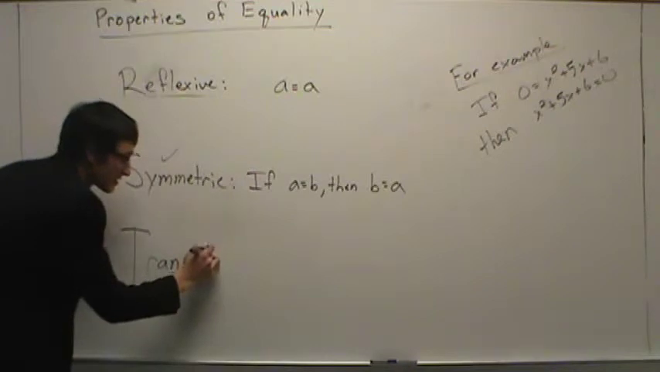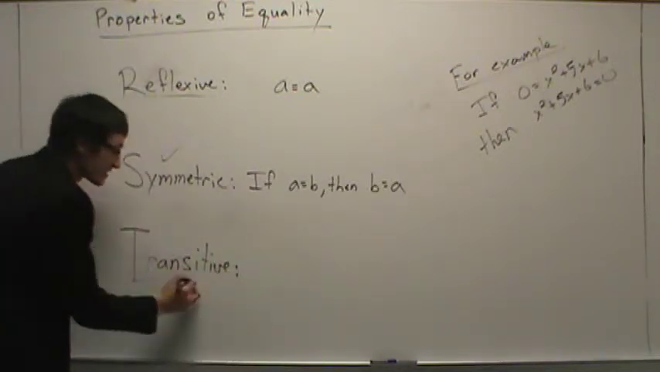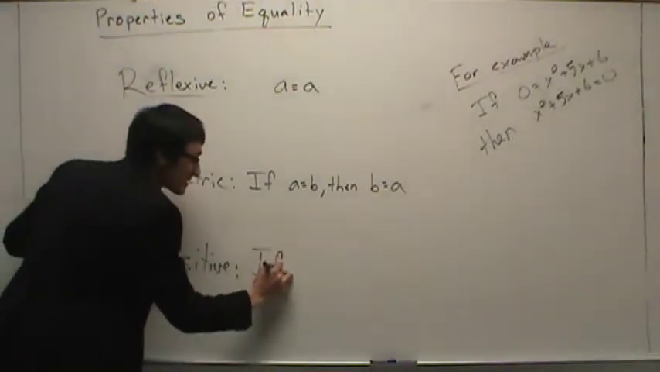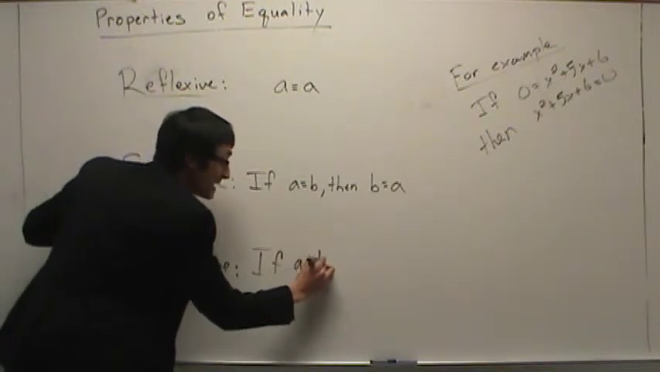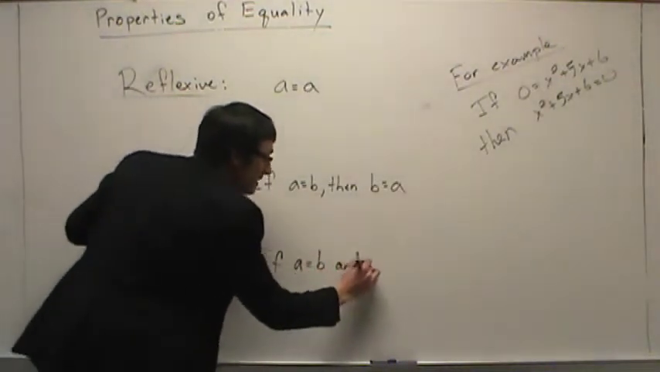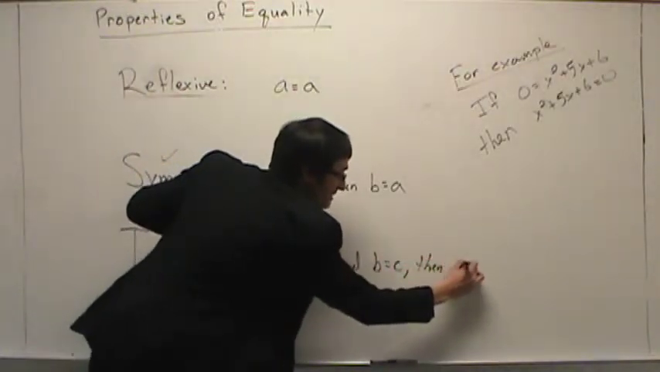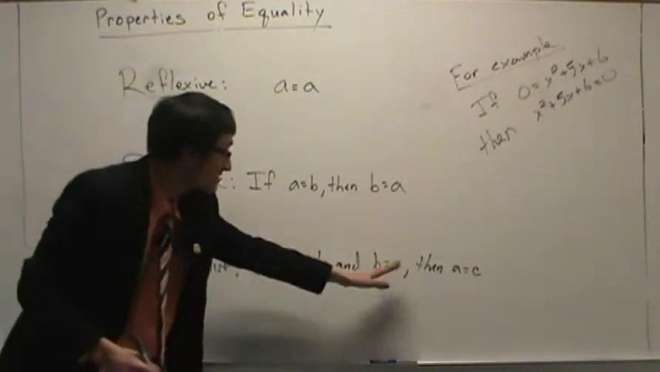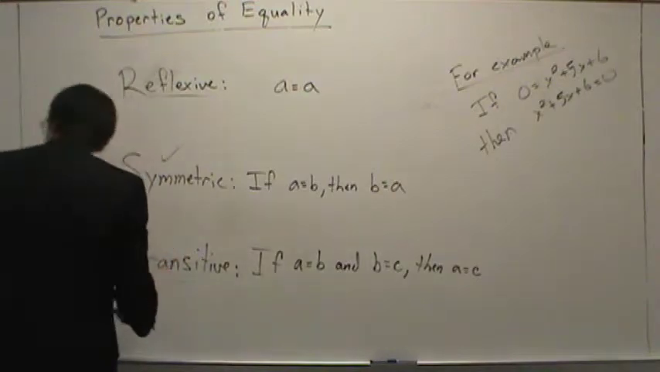Transfer is across. Transitive property means across something. Transitive is a transfer of equality. So across equality is what we're going to be looking at. If A is B and B is C, then A is C. What this says is if the first is the second and the second is the third, then the first must be the third. Let's get an example here.